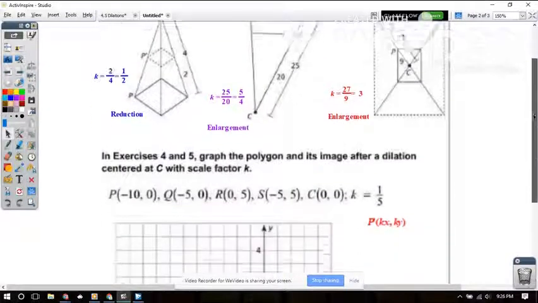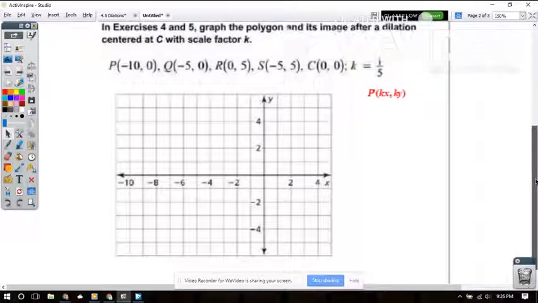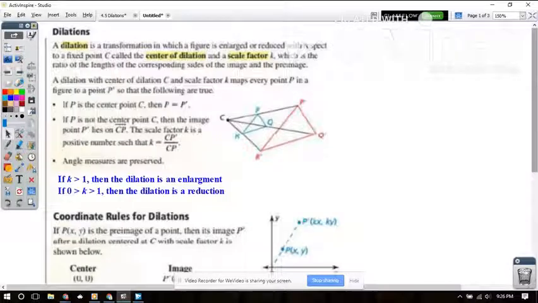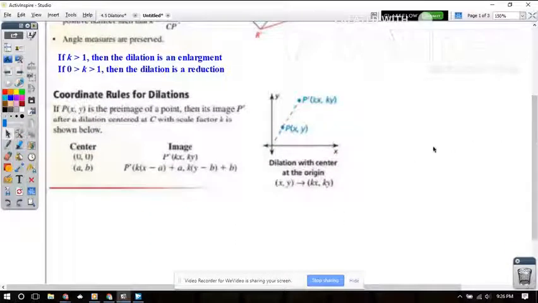Let's take a look at some others. Let's actually draw some of these out. In exercises 4 and 5, we want to graph the polygon and its image after a dilation centered at point C with a scale factor of K. And to make this a little bit easier, we have little rules that we can follow, little patterns. If point P is at (x, y), that's the pre-image, then the image, point P prime, after dilation follows these patterns here, this rule.